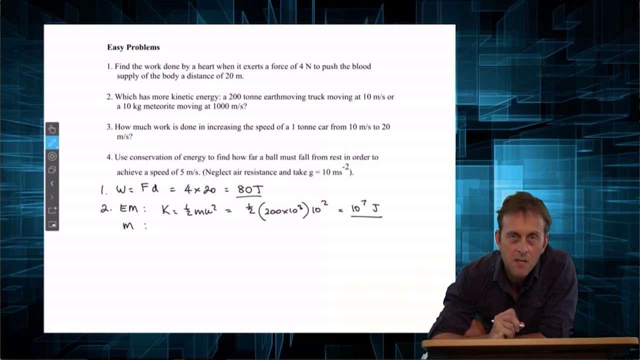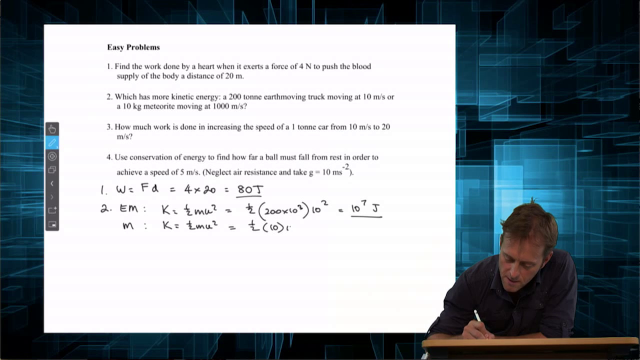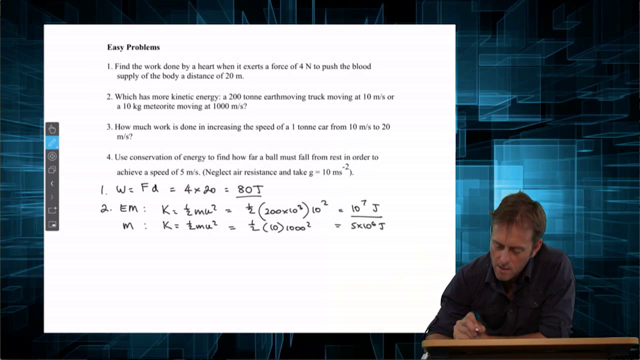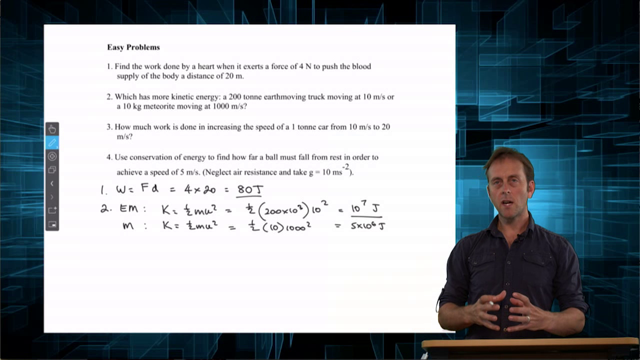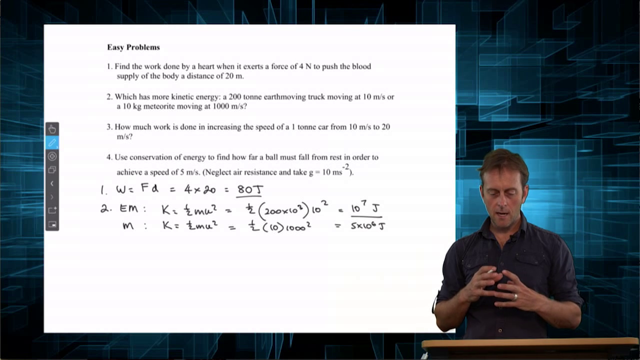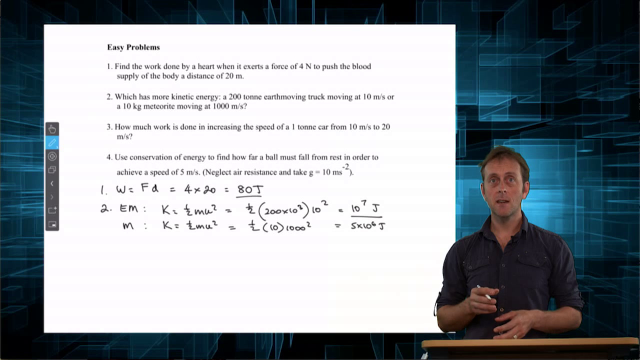Okay, what about the meteorite? So the meteorite's much less massive, but its velocity is greater. So again, kinetic energy is half mv squared equals a half times 10 times 1,000 squared, which equals 5 by 10 to the 6 joules. So a 10 kilogram meteorite, imagine a little thing like that, moving 1,000 meters per second, has about the same kinetic energy as a 200-ton earth mover moving at 10 meters per second.